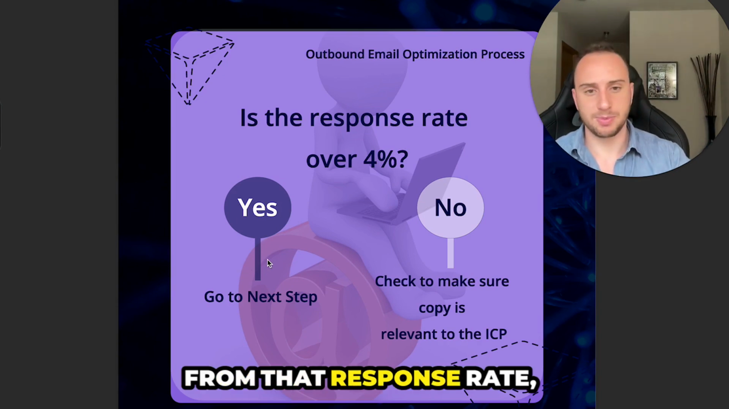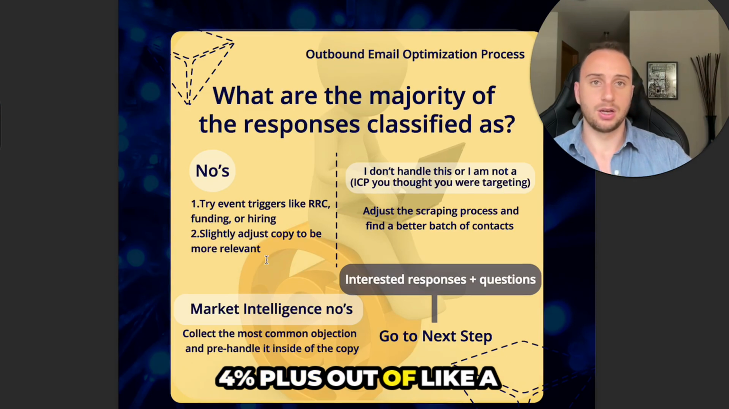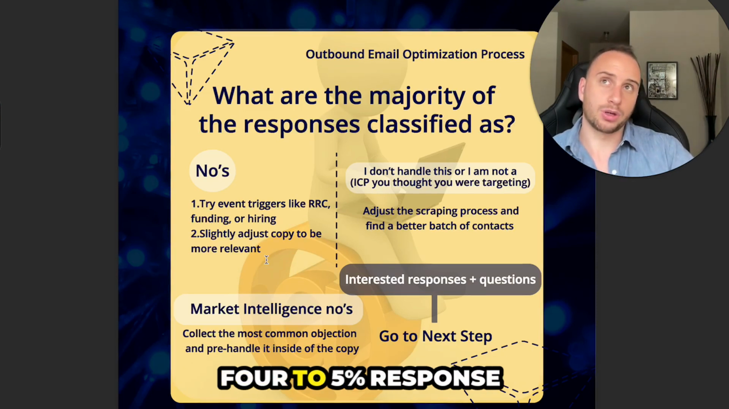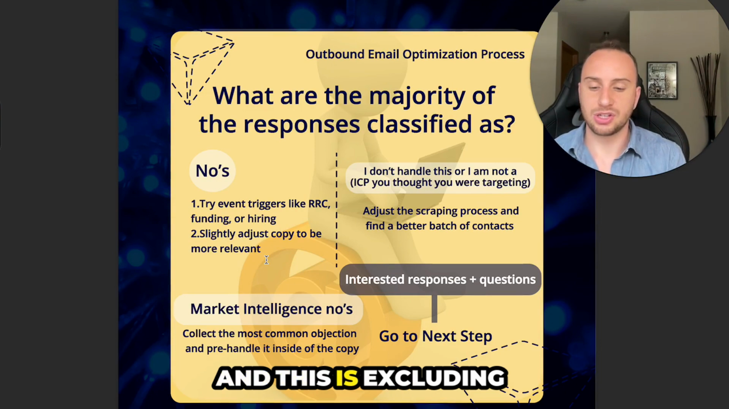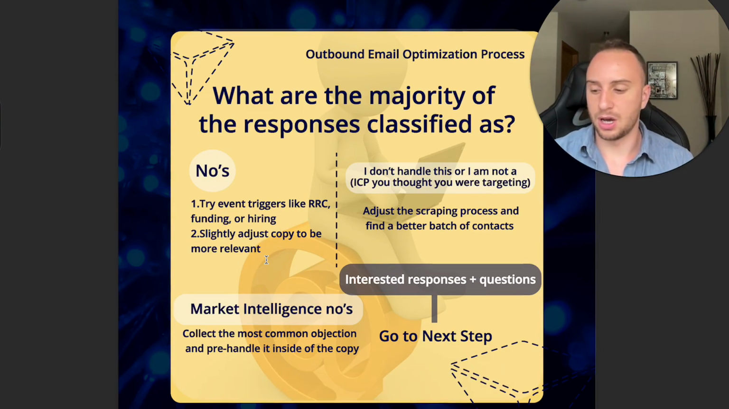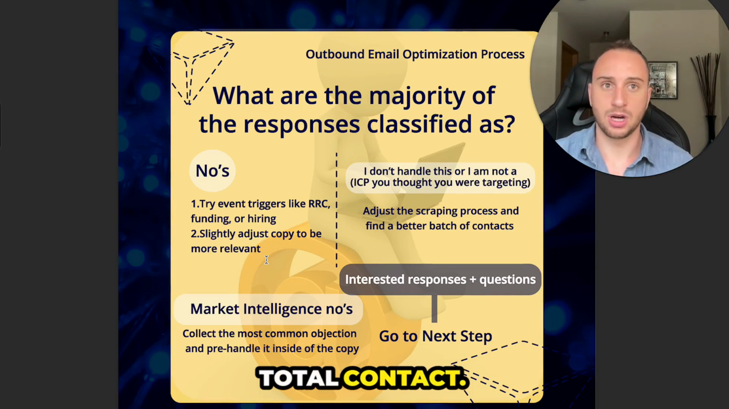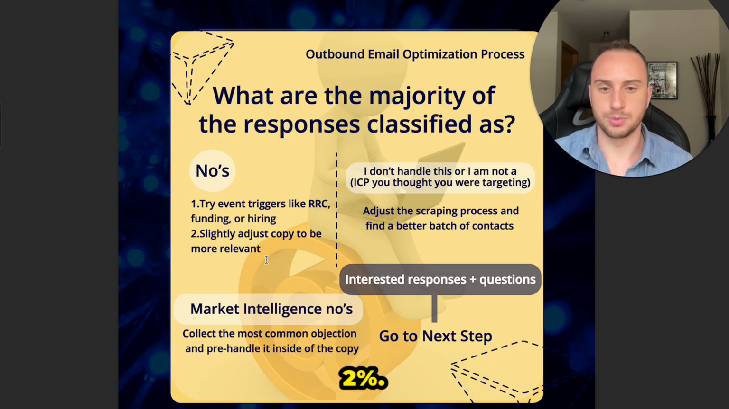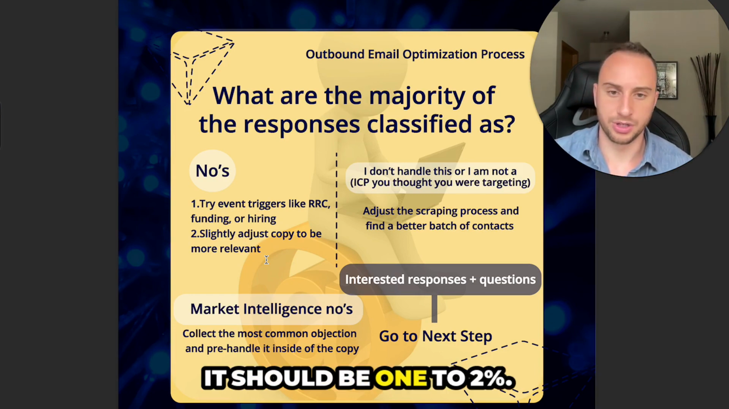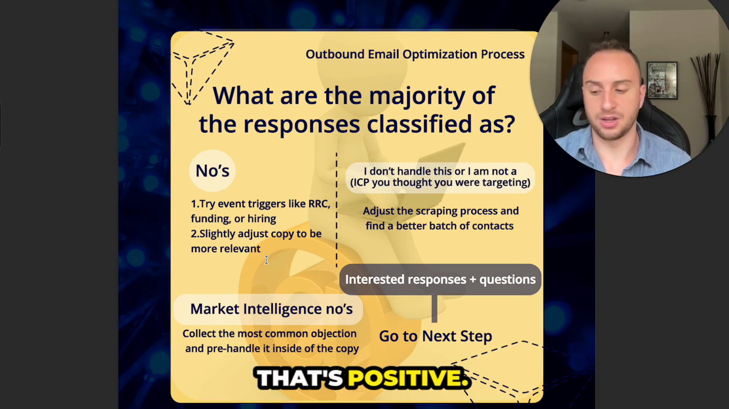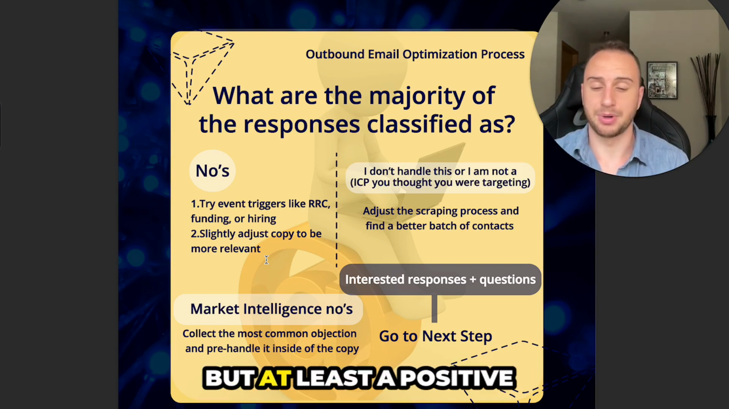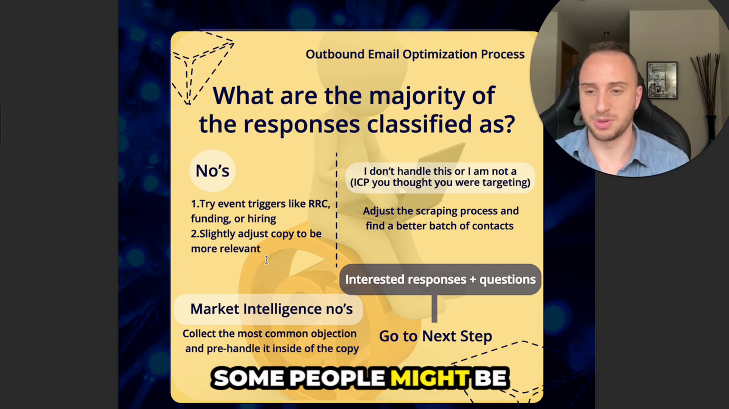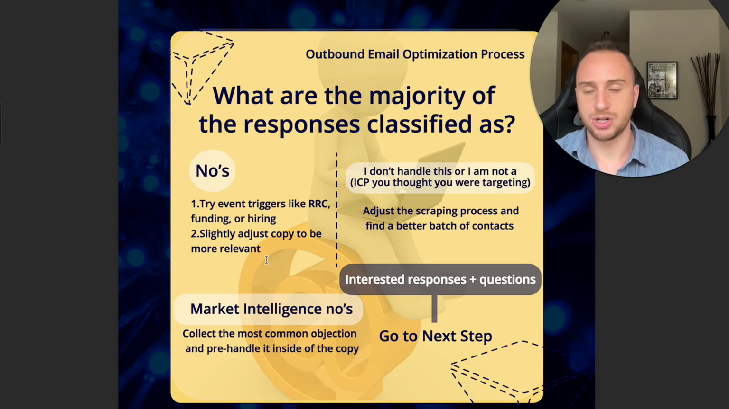Now, from that response rate, 4% plus, out of like a 4 to 5% response rate, and this is excluding out of office, let's take total contacts. Total contact positive response rate should be like 1 to 2%. It should be 1 to 2%. That's positive. Not everyone asking for a meeting, but at least a positive response rate. Some people might be asking for more information, some sort of deck, right? Those are all included in there.